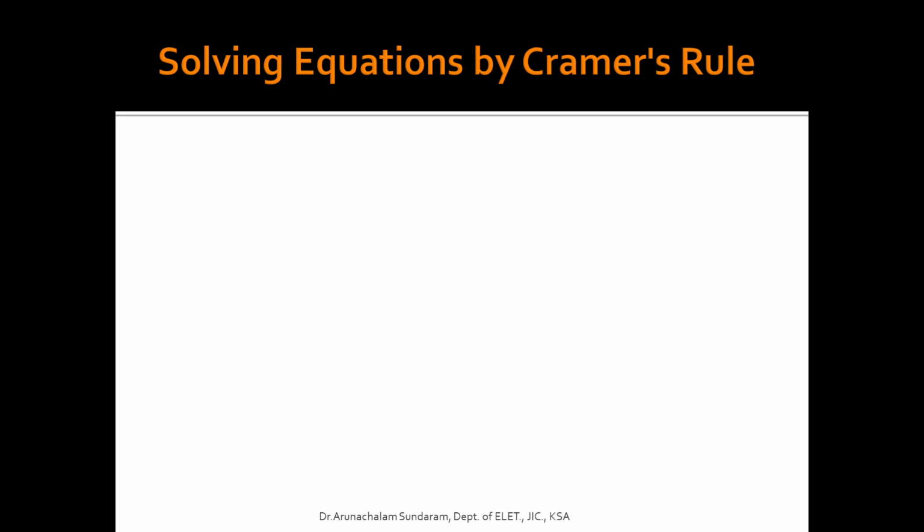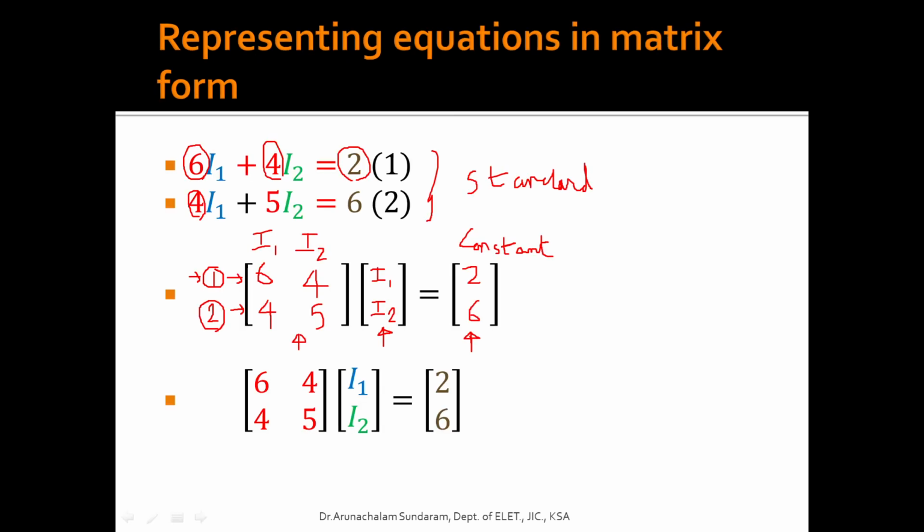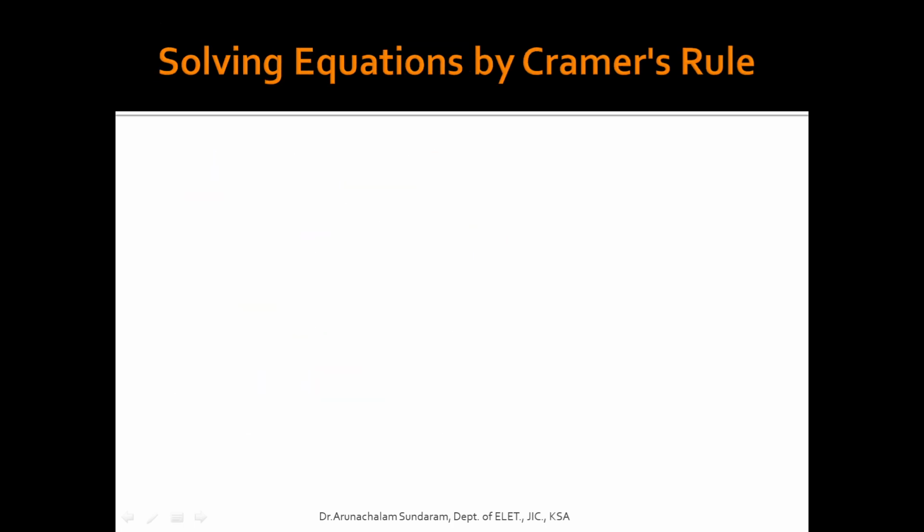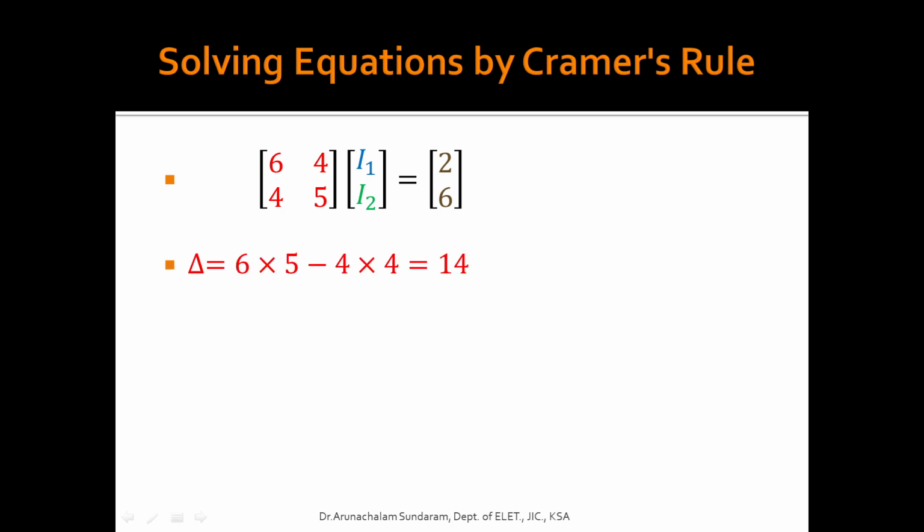Now how do you solve this? What do you mean by solving this equation? I want to find the value of I1 and I2. So we are going to use a rule called Cramer's rule. So what is Cramer's rule? First, we have to find the determinant of this matrix.